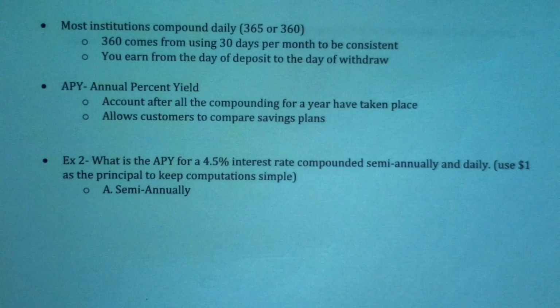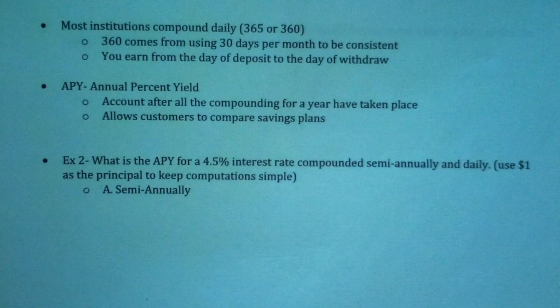And then again, to figure out how much extra money we're actually making there, we would subtract. We would take the 1.0455 that we just kicked out, minus the $1 we put in there originally. And that would kick out 0.0455.